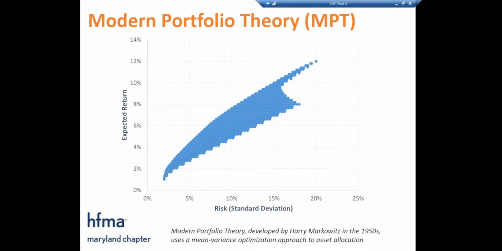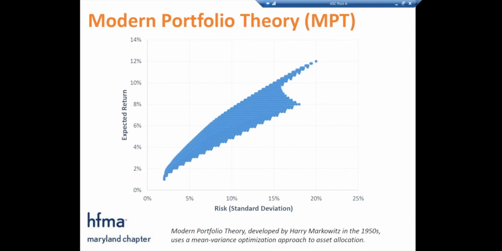And this is a very familiar graph to people in the industry, with expected return on the y-axis, and how much risk going left to right on the x-axis. Each of these, you can see there are actually thousands of little blue dots on this graph that make what's called a cloud.